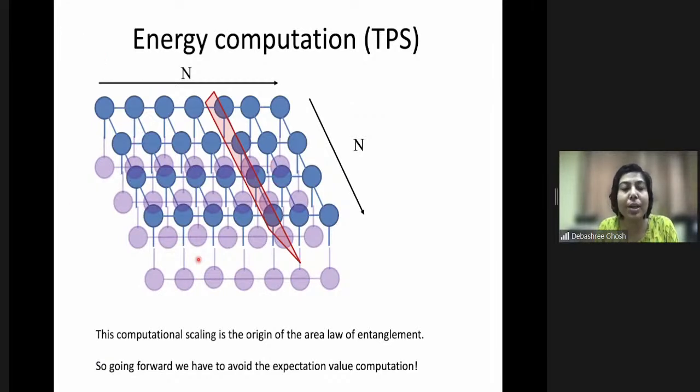So what I'm trying to say is, if I do not take an MPS, which is good for only 1 dimension, but take a 2-dimensional tensor network state like this, I need to be able to avoid calculating an expectation value. But a variational algorithm always makes me calculate an expectation value. So what is the alternative here?